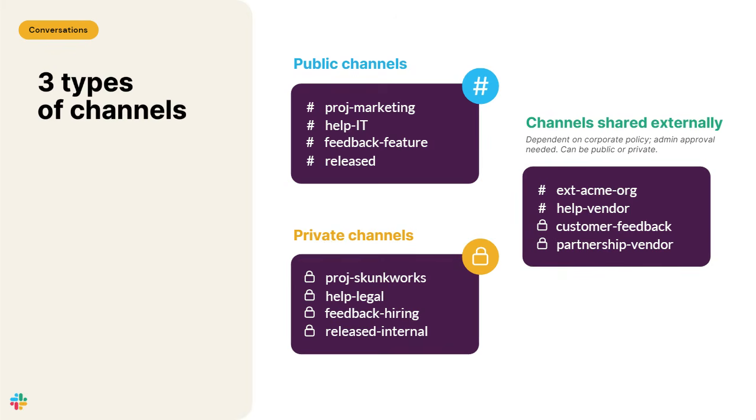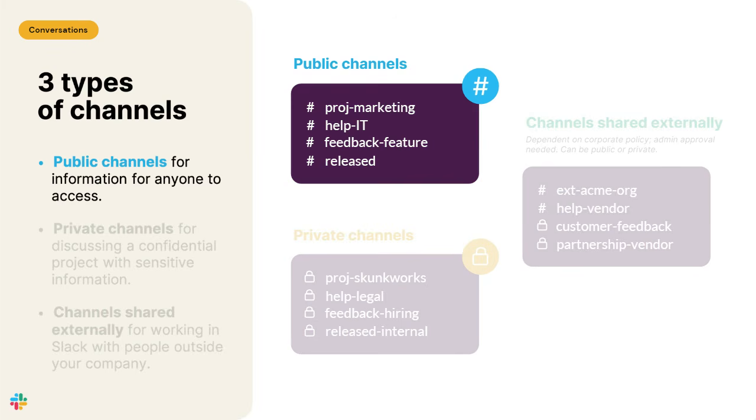And there are three different types of channels. We have public channels, private channels, and shared channels. So public channels are denoted by that hashtag symbol, and these are for discussing work, projects, social interests, basically information that can be valuable to other people. And public channels are visible to anyone in your workspace and available for anyone to join.